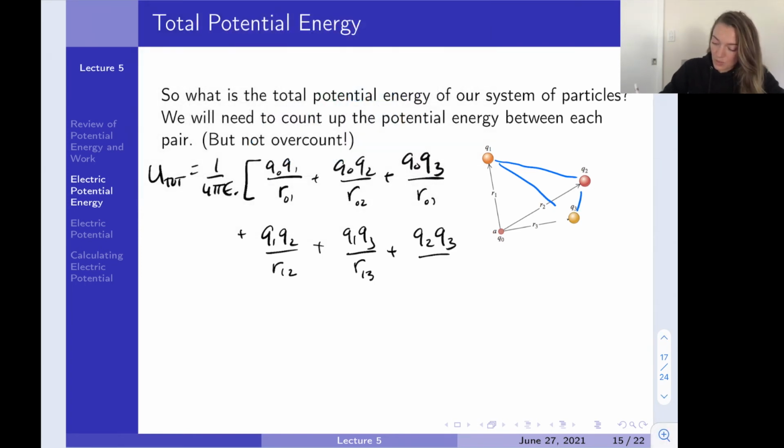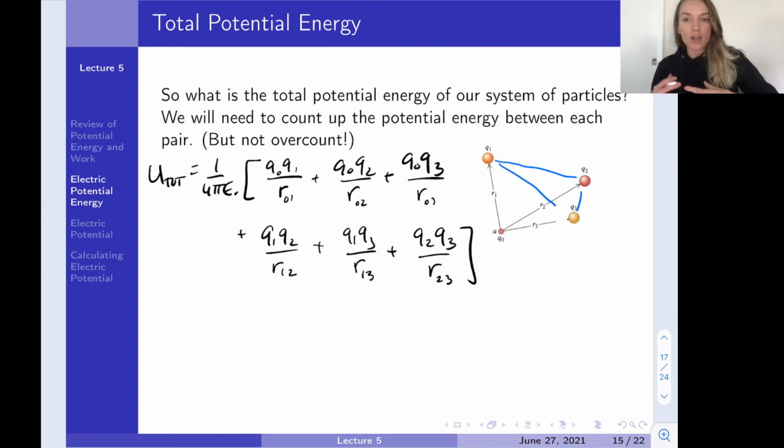Q2 and Q3. And those are all of my combination of pairs of charges without double counting, right? So if you count charge 1 and charge 3, I don't then need to count charge 3 and charge 1. So you want to add up all of the potential energies between each pair of charges without double counting those pairs, since the order doesn't matter. And that will give you the total potential energy of assembling the entire system.